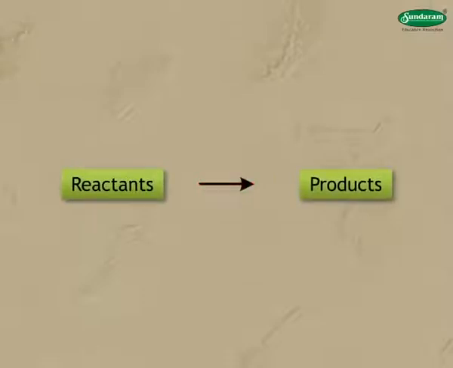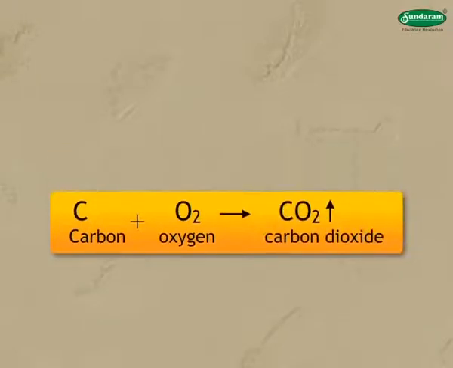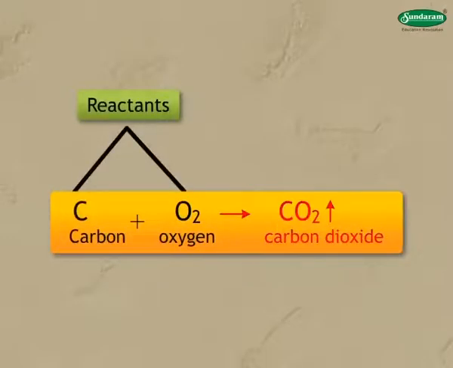Let us look at this example. Reaction between carbon and oxygen to produce carbon dioxide. Carbon and oxygen combine and form carbon dioxide. Here, carbon and oxygen are reactants and carbon dioxide is product.